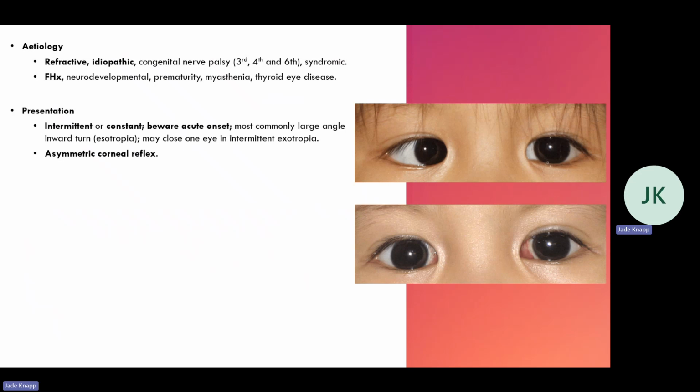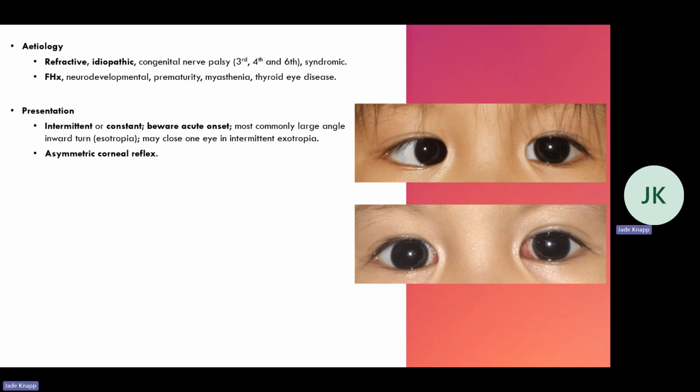So is it intermittent or is it constant? Constant is worse prognostically because the eye is constantly getting a compromised image. And beware an acute onset, because then we're thinking about intracranial pathology, hydrocephalus, that sort of thing. And the most common turn of all is a large angle inward esotropia. So congenital esotropia would be the single most common turn in kids, followed by intermittent exotropia. And with an intermittent exotropia, they'll often cover the eye that's affected.